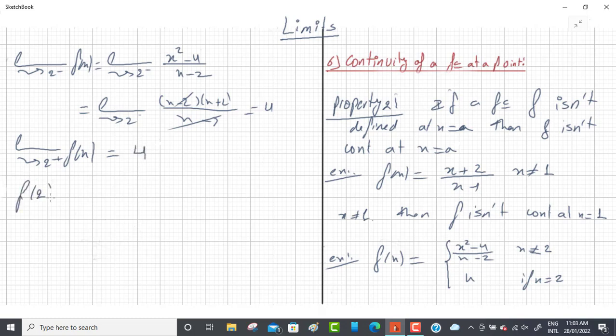Then I have to calculate f of 2. F of 2 is so obvious, it's here. F of 2 equals 4. The three values are equal, so f is continuous at x equal 2.